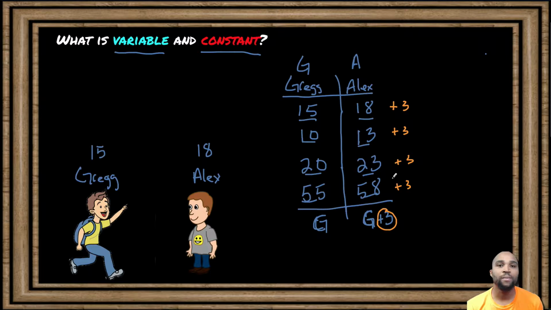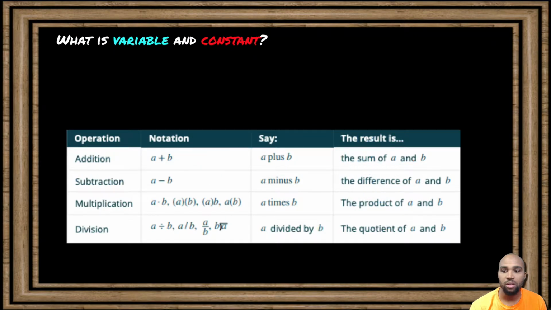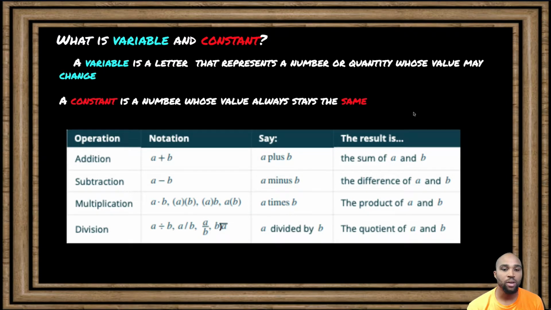So with the idea behind algebra, in the discussion of variables and constants, a constant is a number that's going to stay the same, while a variable could be any number. You could plug in for Greg's age or Alex's age in this instance. If you want a formal definition, we could look at it this way. A variable is a letter that represents a number or quantity whose value may change, and a constant is a number whose value always stays the same.